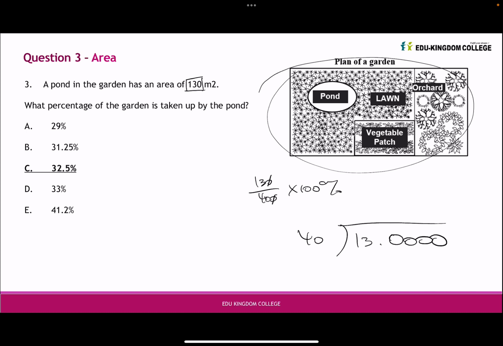So how many times does 40 go into 13? None. 13 is too small. So we're going to carry the 13 over here. Okay, it becomes 130. How many times is 40? So it's going to be 0 point something.